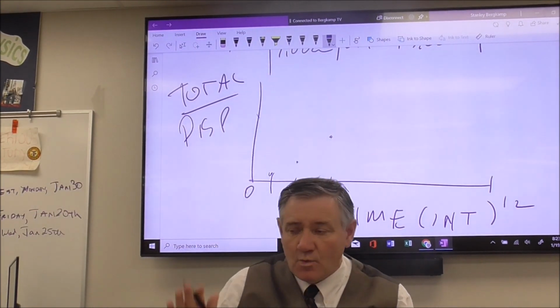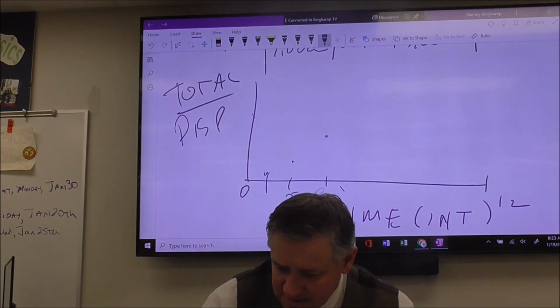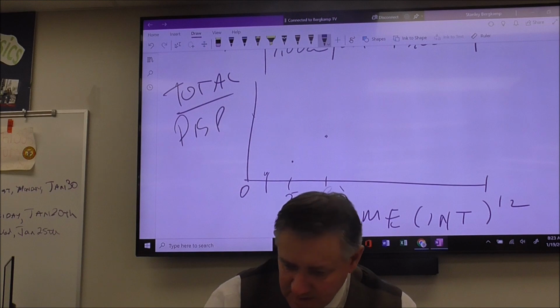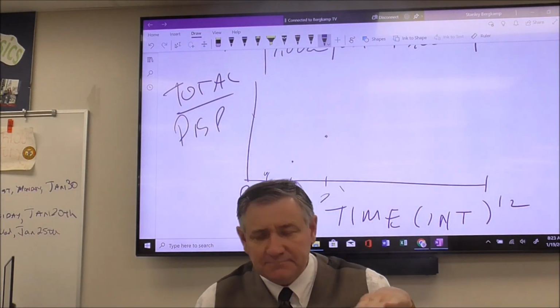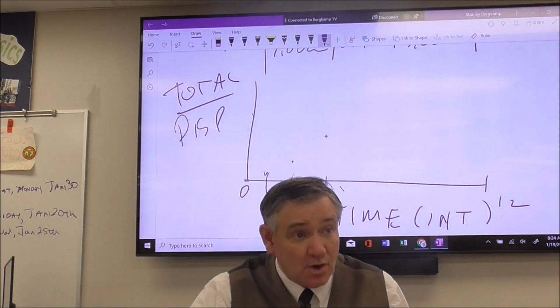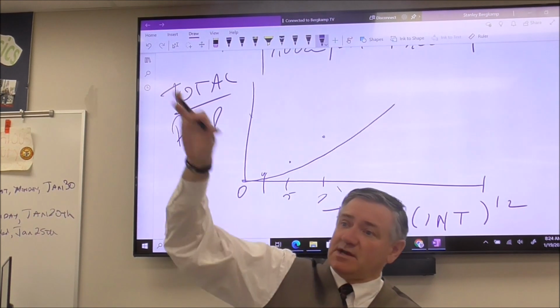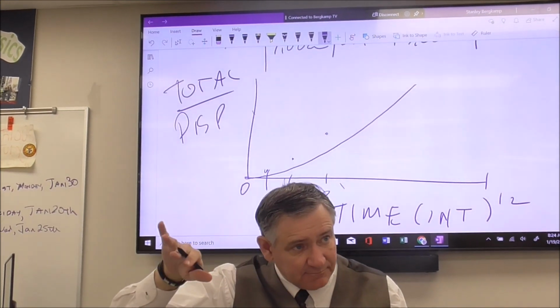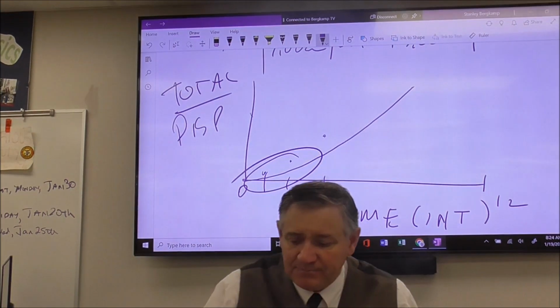When you get done, what you should see is that it should look something like this. You should have a shallow part at the beginning because that's when it's speeding up. Then, hopefully, your velocity becomes pretty constant, and then it becomes a straight sloping line. So that's roughly what that graph should look like.